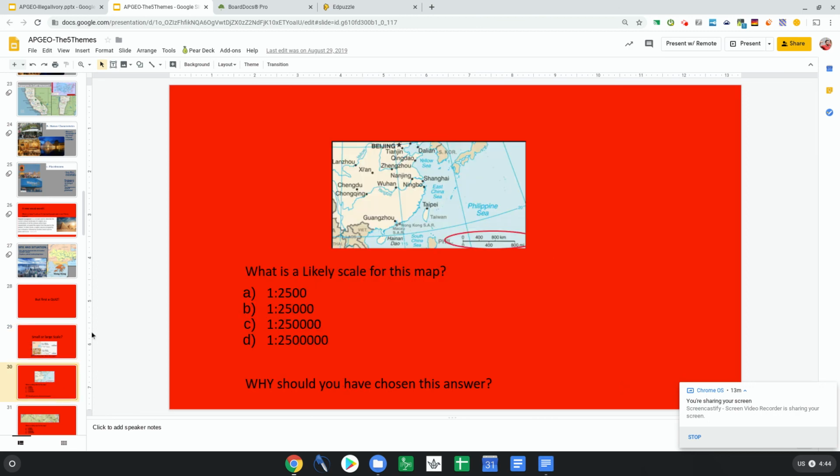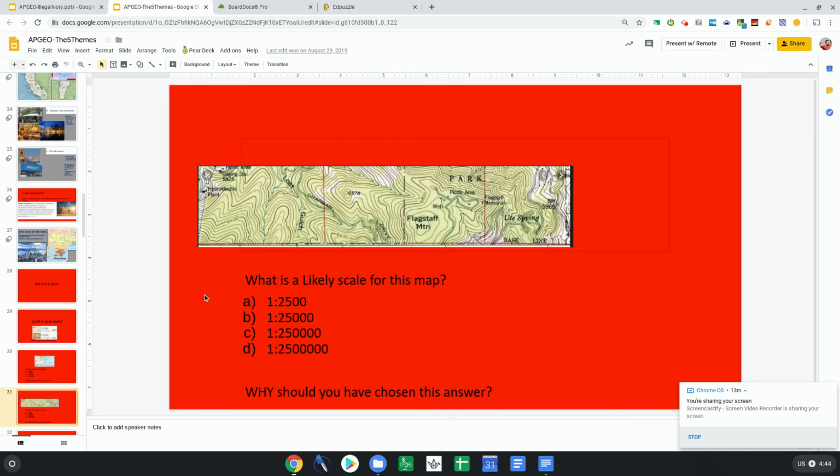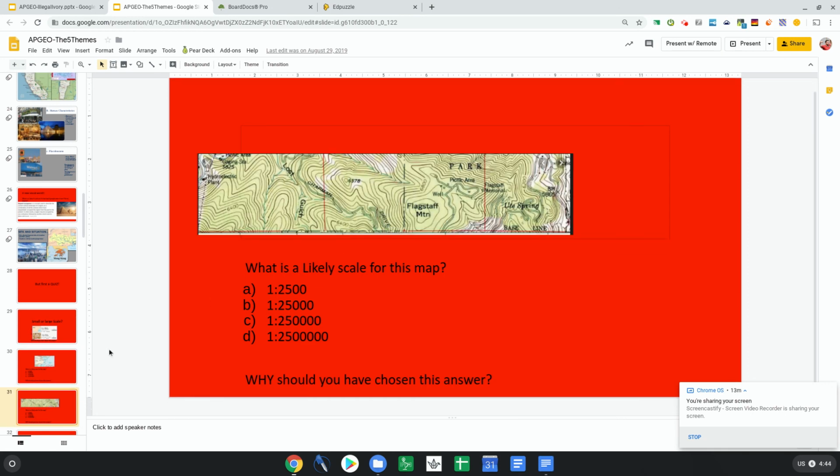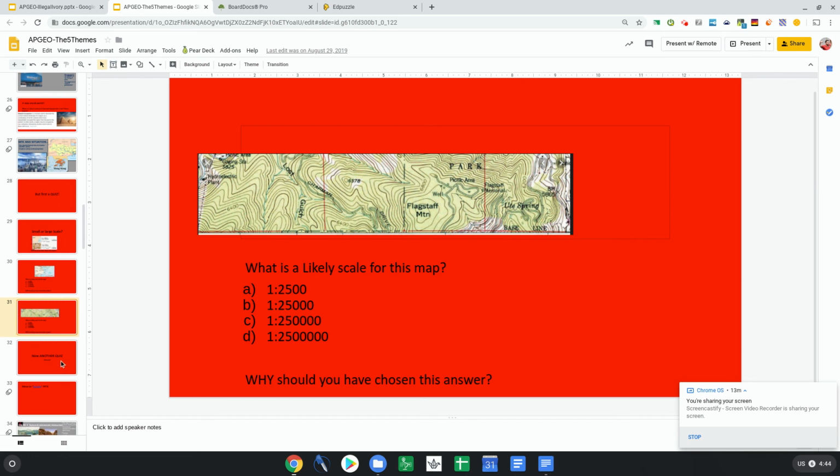Second is this one. What's the likely scale for this map? This question is not as hard as you think it is. Don't get wrapped up in the actual numbers. Think big and small. Now worse, what about this one? These are hard questions. These are pulled directly from the last AP exam. Okay, that should be enough.